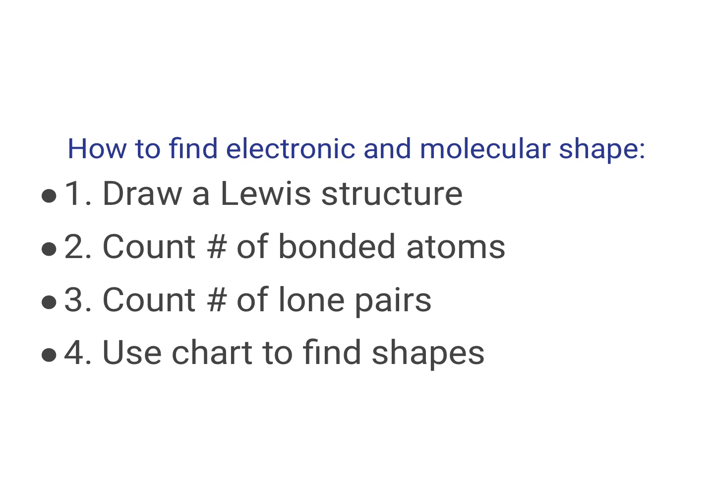The first thing, you have to draw a Lewis structure. Okay. So we still have to know what it looks like in 2D on paper. Okay. Then we're going to count the number of bonded atoms. And then we're going to count the number of lone pairs. And I'm going to add, when we count the bonded atoms and the lone pairs, it is only on the central atom.